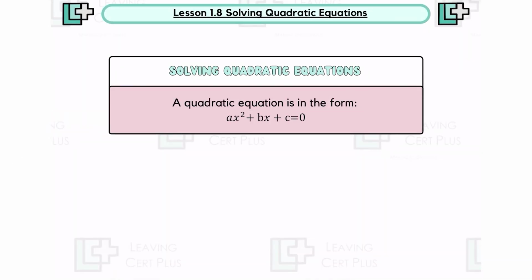Welcome to Leaving Cert Plus lesson 1.8, and in today's lesson we're going to learn how to solve a quadratic equation. This is a really important part of our algebra course and comes up the majority of years in the Leaving Cert. So first of all, what does a quadratic equation look like?